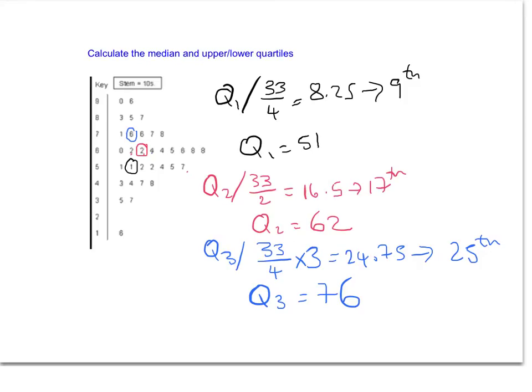So here's the 3 quartiles. Did you notice that you start counting from the bottom in this one because the lowest is at the bottom, so you have to check the way that the stem and leaf's been written out, whether you start counting from up here or start counting from down here. So all of these addresses, like the ones we're looking for, they all came out as decimals, so you round up. 8.25 rounds up to 9th, 16.5 rounds up to 17th, 24.75 rounds up to 25th. And hopefully I've counted correctly and got the right answers there. Hopefully you agree.